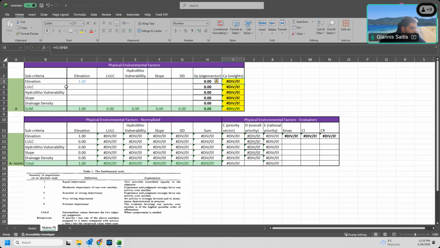So now we continue with the numbers. Let's put the easy ones first. Elevation to elevation is 1. Land use with land use is 1. Hydrolithology is 1. Slope is 1. Oh no. I don't like this.